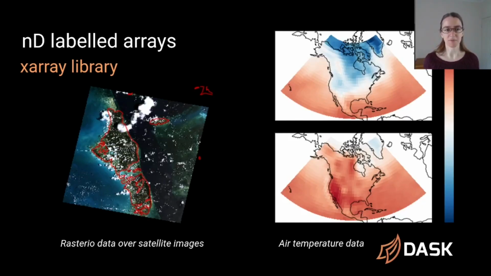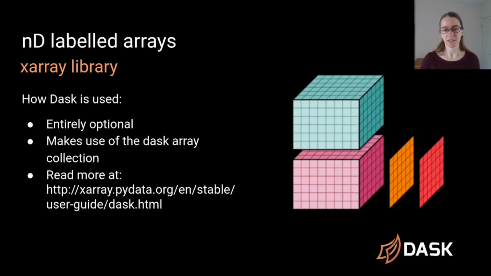Here are a couple of more typical examples that you might see with Xarray. If you're interested in geospatial data in Dask, I really recommend checking out the Pangeo project and website for more examples and more details there. If you're using Xarray, Dask is an entirely optional extra. But if you do want to take advantage of that, then what happens is that the Dask array collection is used as a drop-in replacement to chunk up these multi-dimensional arrays.